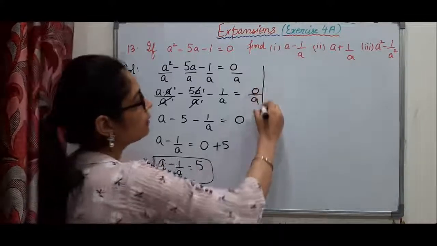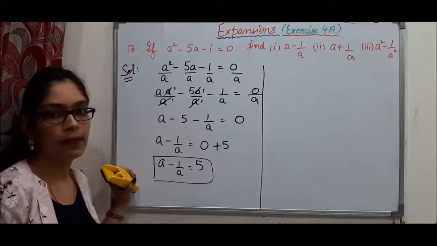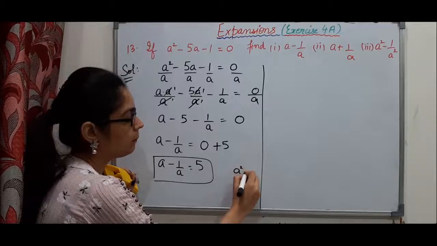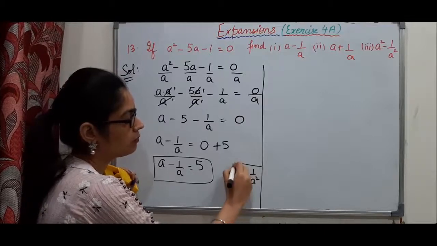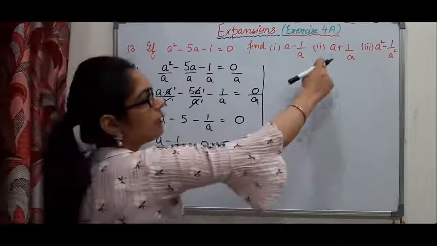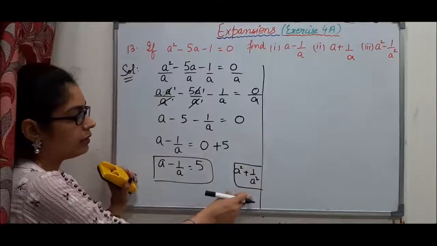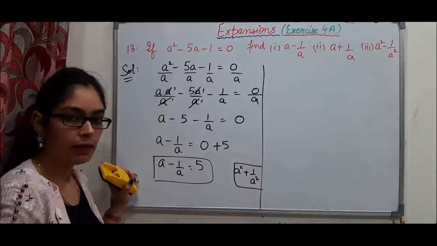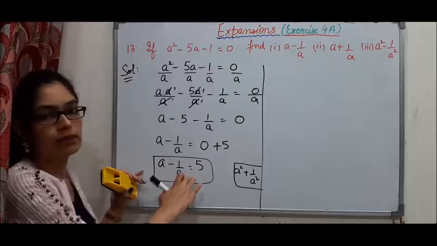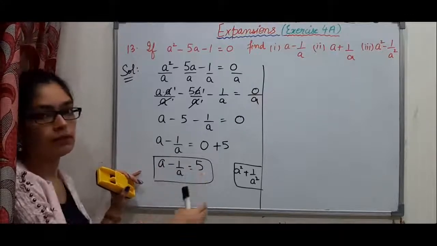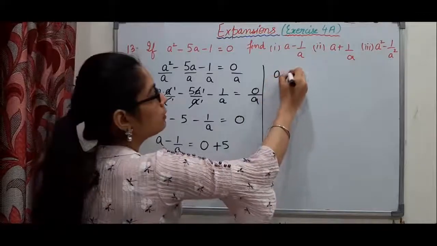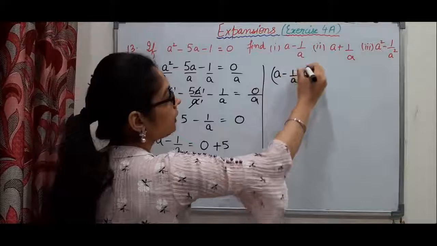Now the second part is a plus 1 by a. For a plus 1 by a, we need a square plus 1 by a square, because we have to use the identity of whole square, as it is like a plus b. So what we can do, like we are doing in the previous questions also, we will first do the whole square of this, because now we know the value of this. Once we do its whole square, we get this value. So let's start. I will do the whole square of a minus 1 by a.